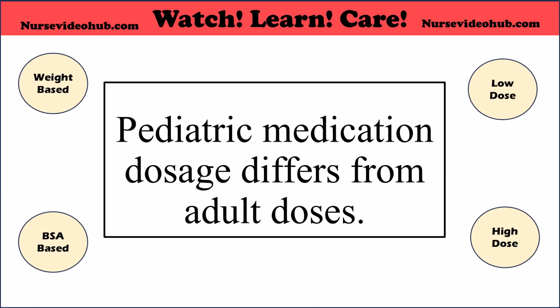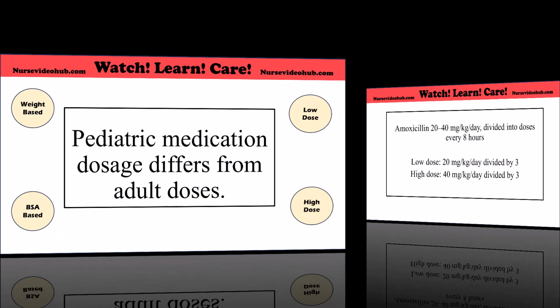Pediatric medication dosage differs from adult doses. First, pediatric medication dosing uses established safe and effective ranges. These ranges account for metabolism, body composition, and developmental differences. Every medication has a range. The minimum effective dose, which is the smallest dose likely to achieve the desired therapeutic effect, and the maximum safe dose, which is the upper limit before the risk of toxicity or side effects increases.